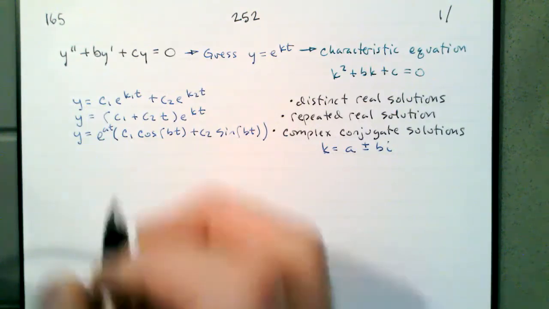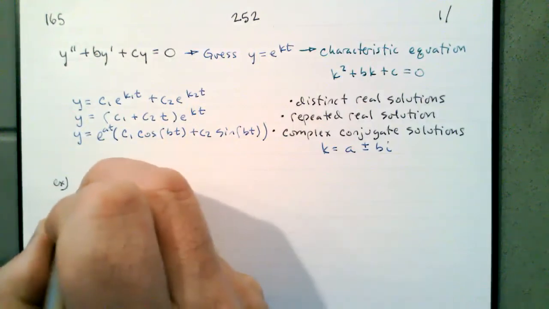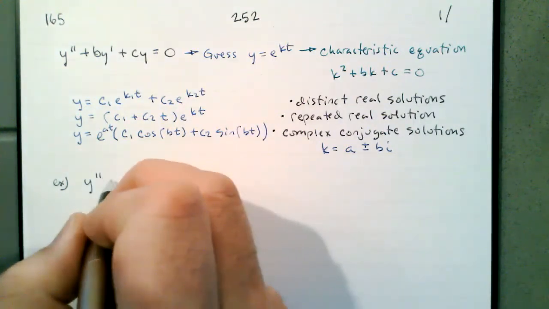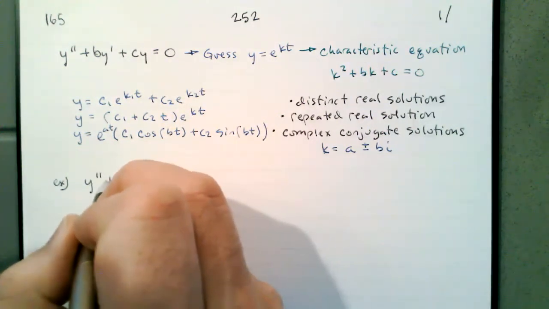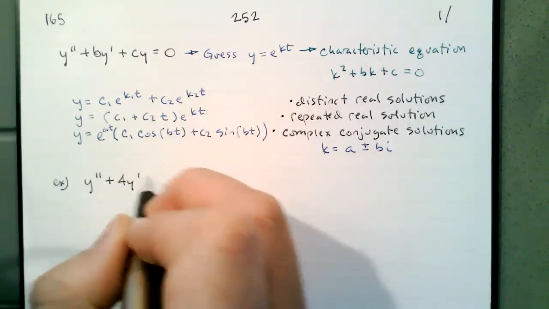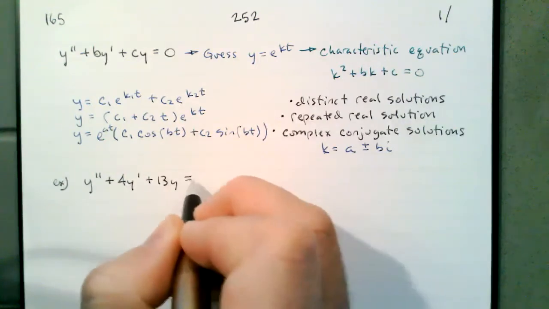Let's look at an example. So let's suppose we have y double prime. I need to make a quadratic with complex conjugate zeros. So y double prime, I want a to be negative. So we'll go plus 4y prime plus 13y equals 0.